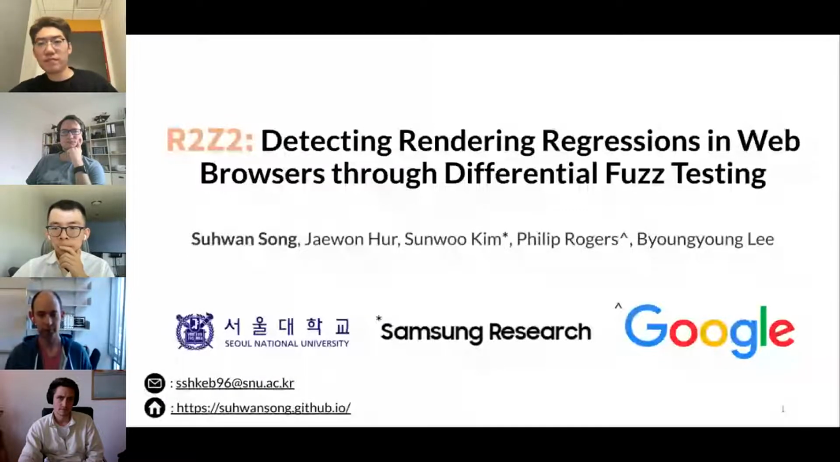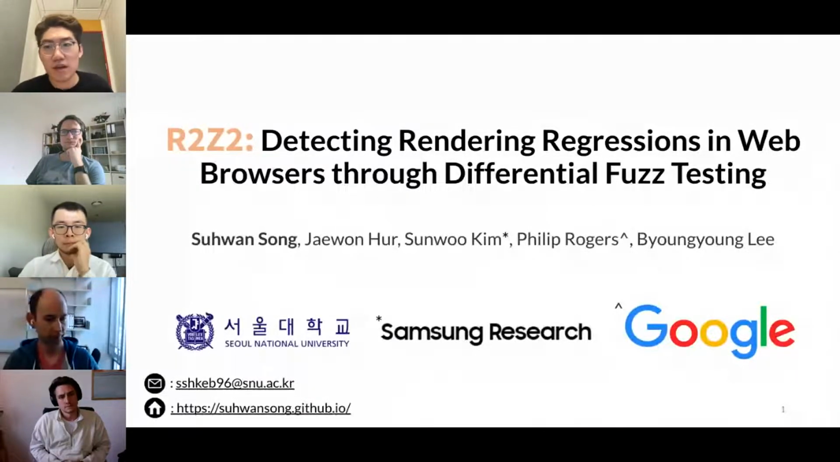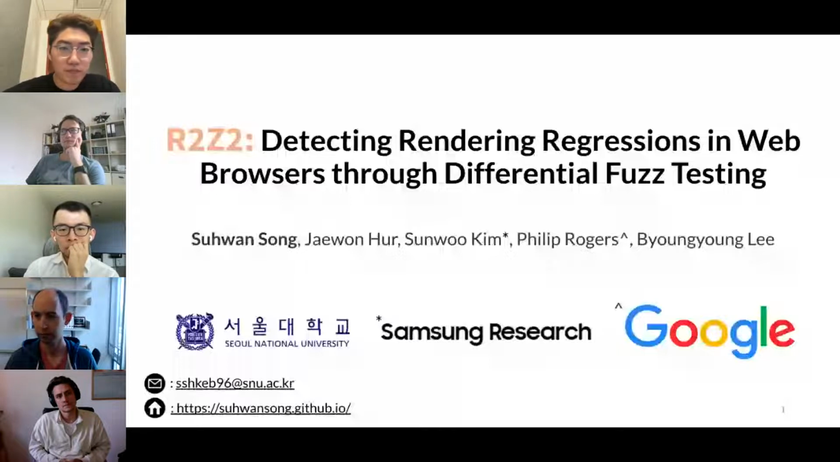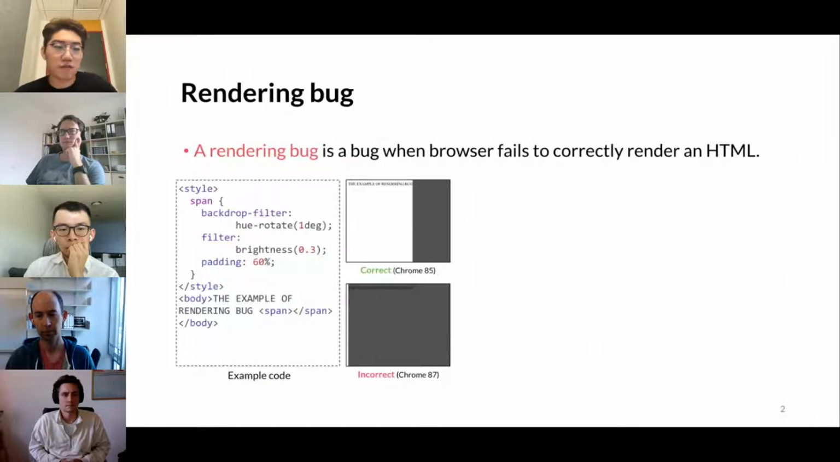Okay. Thank you. I'm Xuan Song from Seoul National University, and this is joint work with Samsung Research and Google. So I present the summary of our paper, R2Z2, which finds regression rendering bugs in the browser through differential testing. As you can see from the title, our research is looking for rendering bugs.